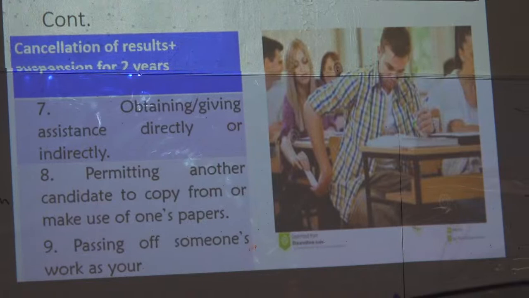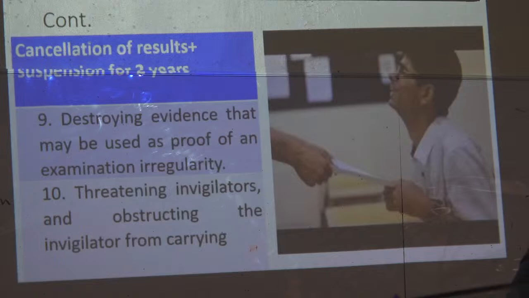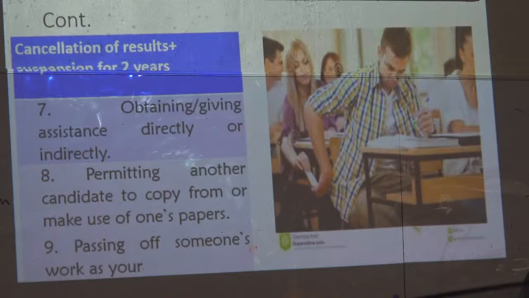Then passing off somebody's work as yours is also an offense. That means you've copied somebody's work. It could even be at the point of a continuous assessment test. It is an offense.